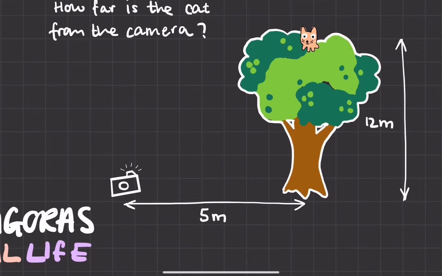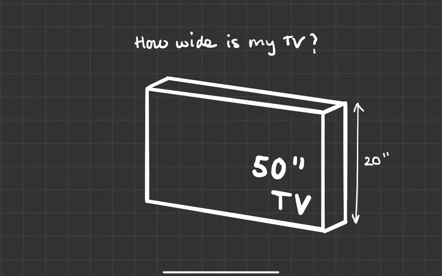Here I've got a cat stuck in a tree, and here's a camera, and I'm trying to take a picture of it. And I could know how far away I am from the tree, I could know how high the tree is, and I could work out the distance I am from the cat, so I can make sure it's in focus.